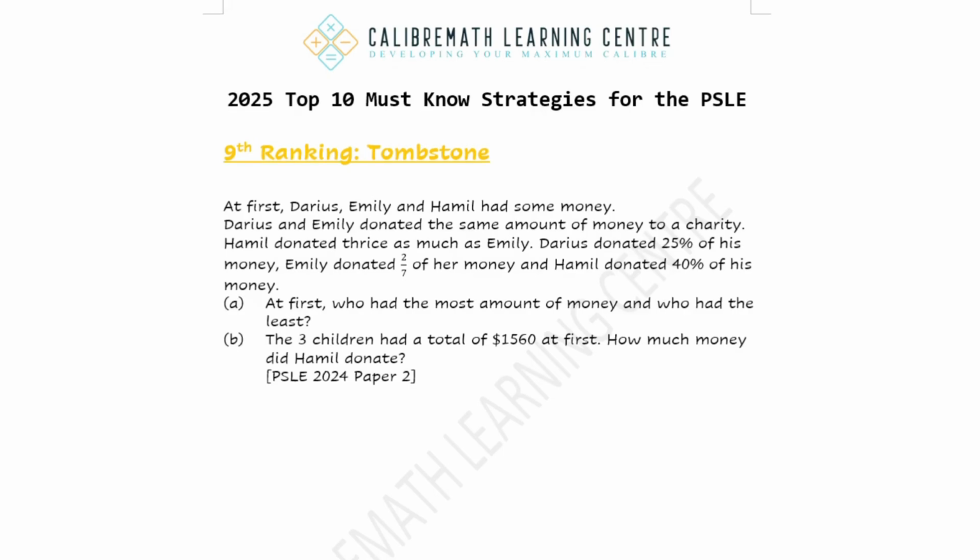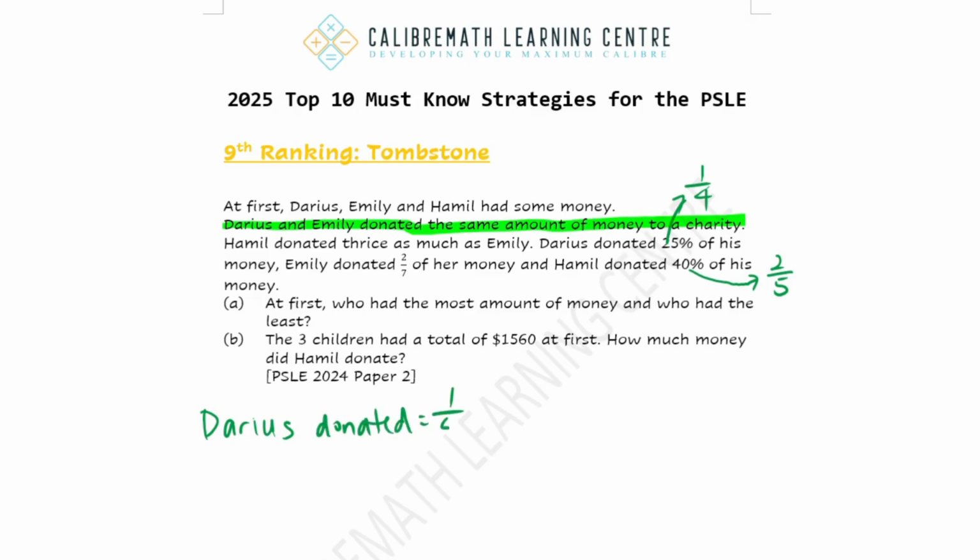We'll start by converting the percentages to fractions. So 25% is 1/4 and 40% is 2/5. Now read the key sentence. Darius and Emily donated the same amount of money to a charity. Let's write out the information that we have. Darius donated 1/4 of his money and Emily donated 2/7 of her money.